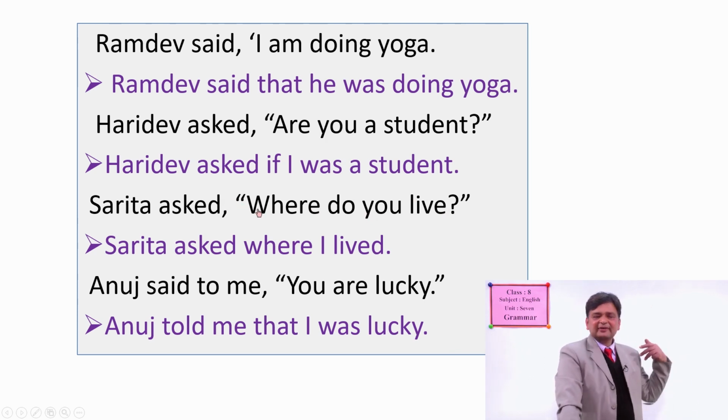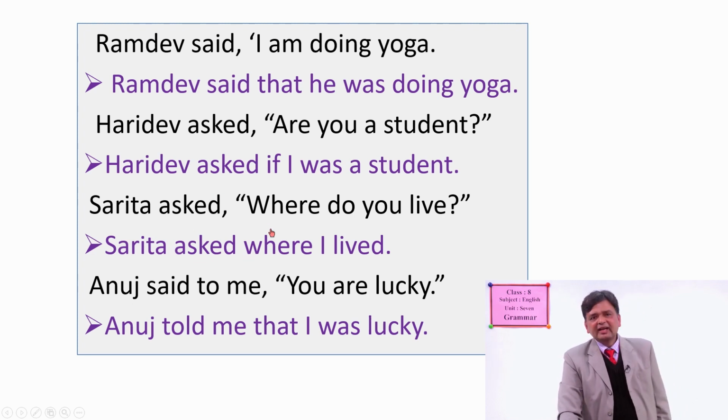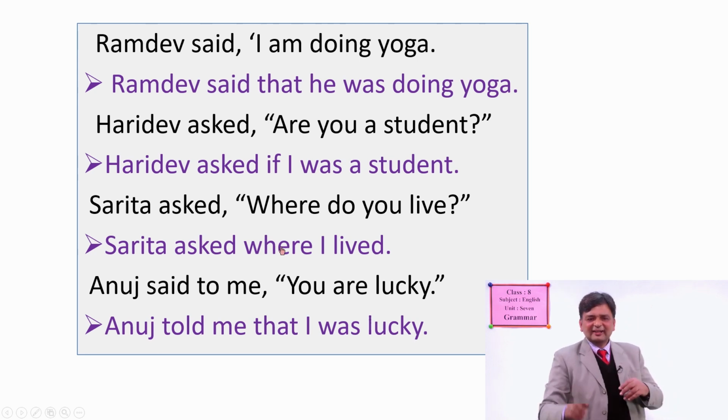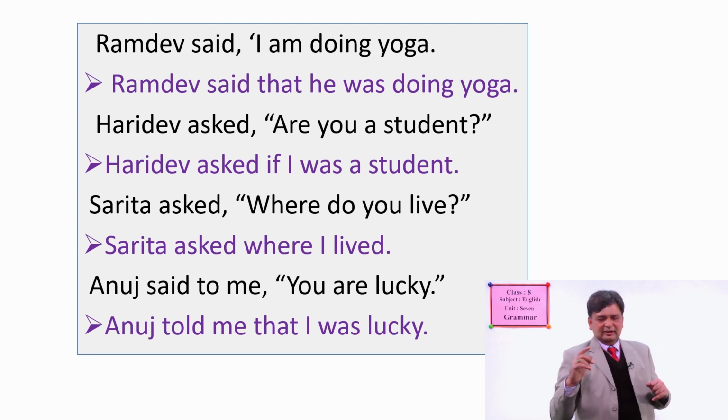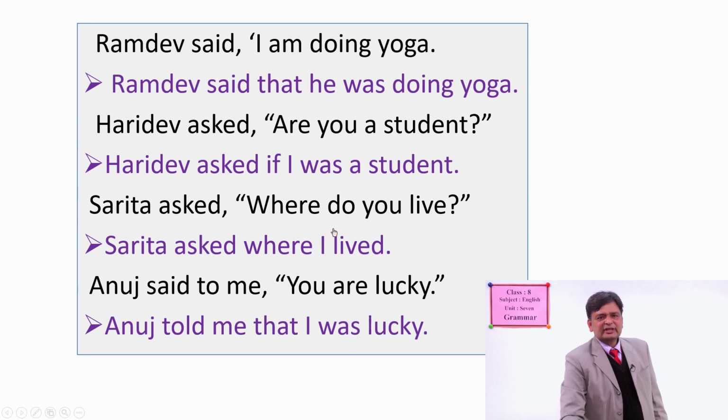So what happens when we have a WH question to be reported? Sarita is there and asked is already there. Where was the WH interrogative pronoun, and now here becomes a WH relative pronoun. So this time the same word where, which was a WH interrogative pronoun in the sentence, becomes a WH relative pronoun while changing it into indirect speech, okay? And then I is used instead of you, and live becomes lived, right? The present tense moves to past tense, the present verb has to become a past verb. Thank you.